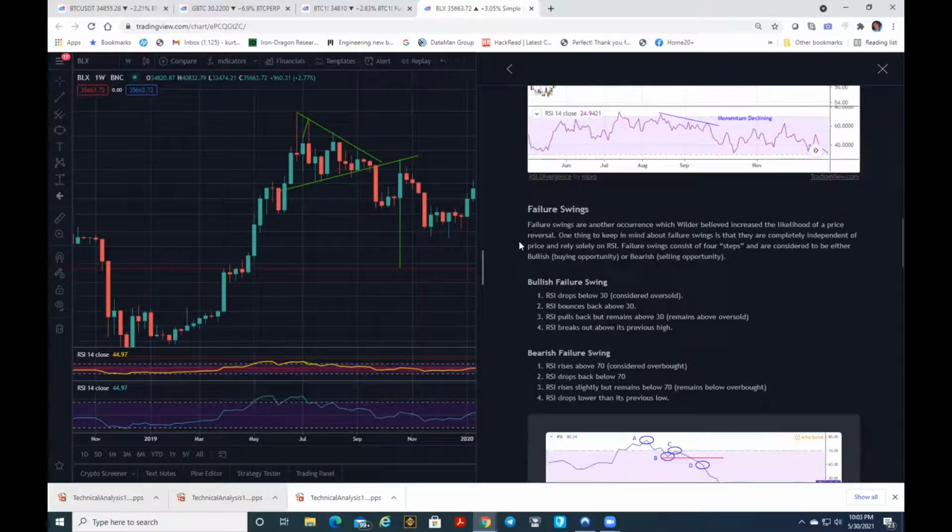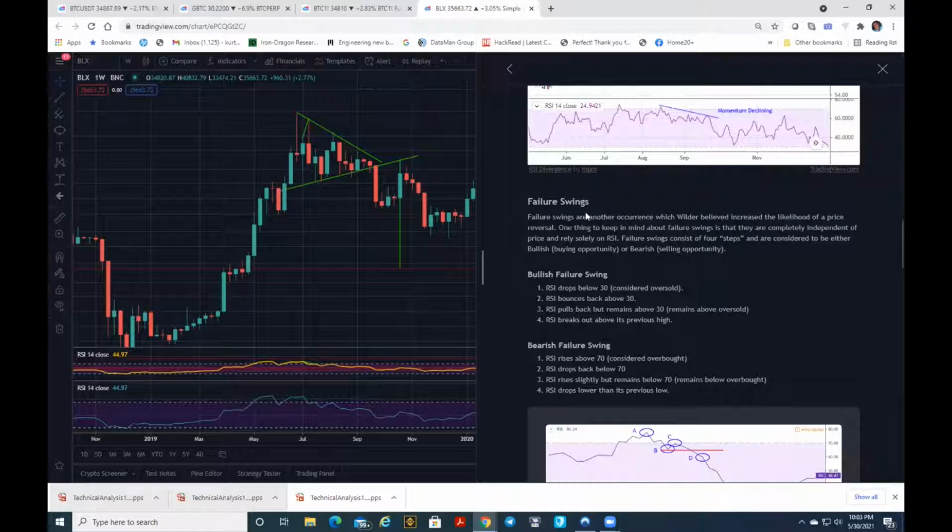So let's go over failure swings here. Failure swings are another occurrence which Wilder believed increased the likelihood of the price reversal. One thing to keep in mind about failure swings is that they are completely independent of price and rely solely on the RSI. So failure swings consist of 4 steps and are considered to be either a bullish buying opportunity or a bearish selling opportunity. Please write these things down.